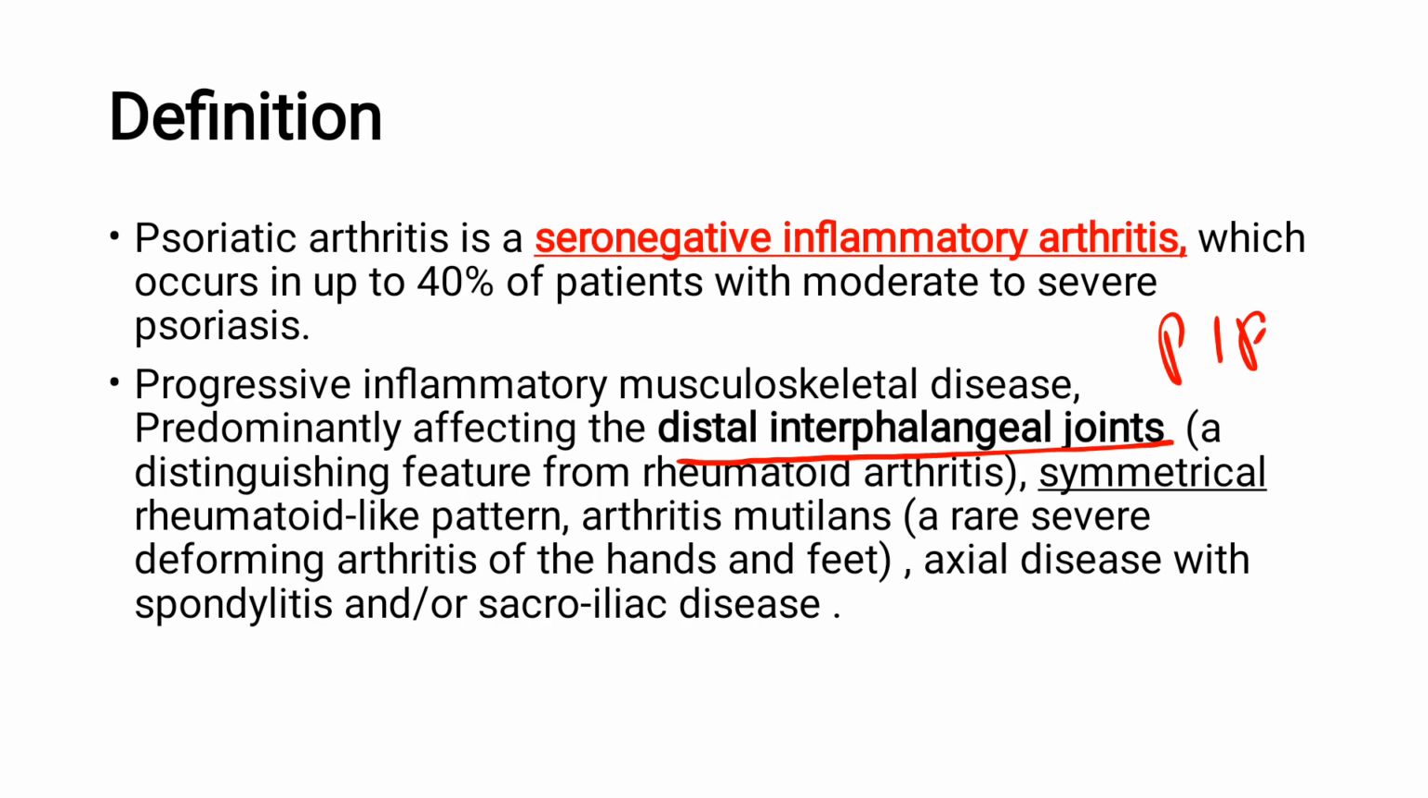And a symmetrical rheumatoid-like pattern, arthritis mutilans, a rare severe deformity of arthritis of the hands and feet. Axial disease with spondylitis or sacroiliac disease is present.